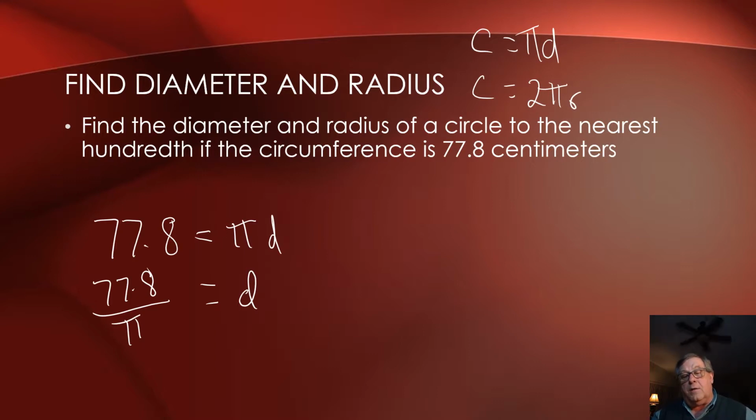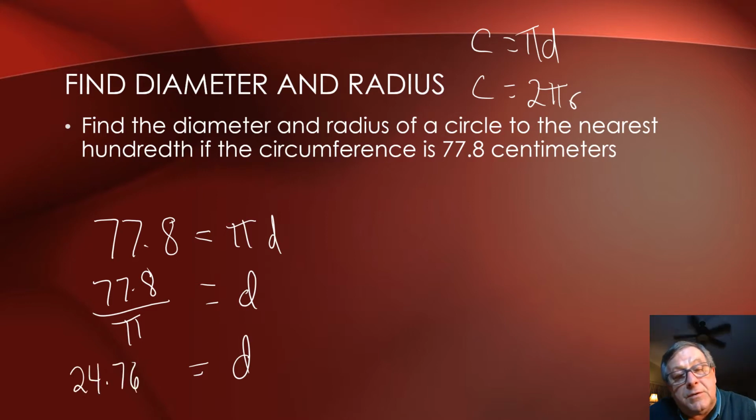Well, let's just whip out our calculator, and let's take 77.8 and divide it by pi. And we get 24.7645, and we're asked to round that to the nearest hundredth. And so then the diameter is going to equal 24.76, and don't forget your unit of measurement, centimeters.